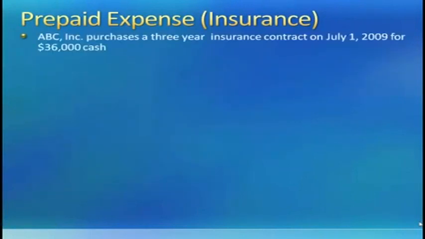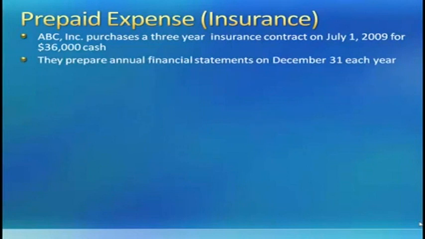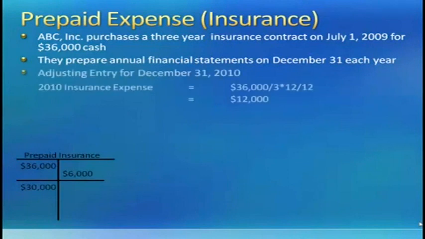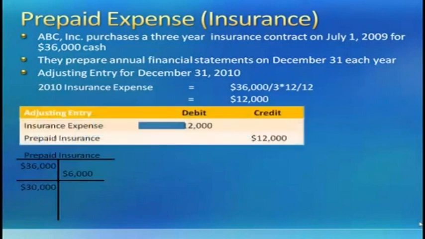If we move forward to 2010 to see what the adjusting entry would be at the end of 2010, we're going to once again want to continue allocating this $36,000 purchase price evenly over the 3 years, but now we've got 12 months because we have a full year of 2010 worth of insurance. So instead of it being a $6,000 adjusting entry, it's going to be a $12,000 adjusting entry for 2010.